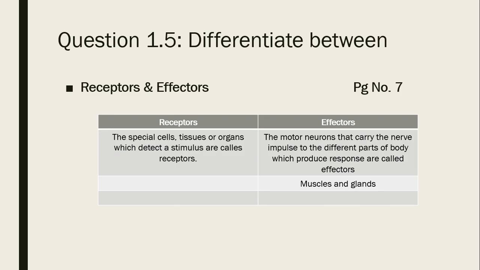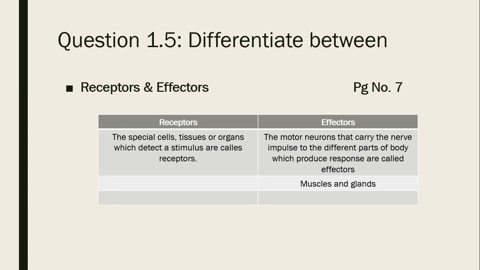Question 1.5 is: you have to differentiate between the following factors. Here are five or four parts. Number one part is receptors and effectors. For this, you can focus on page number 7 of your book, receptors and effectors.